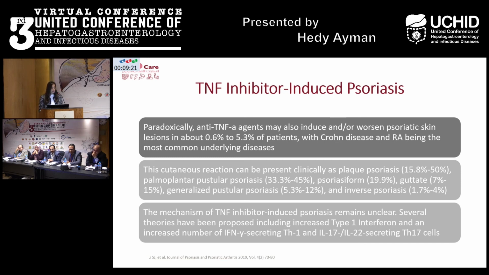The mechanism of TNF inhibitor-induced psoriasis remains unclear. Several theories have been proposed, which include the increase in type 1 interferon and an increased number of interferon gamma secreting T helper 1 and interleukin 17, interleukin 22 secreting T helper 17 cells.